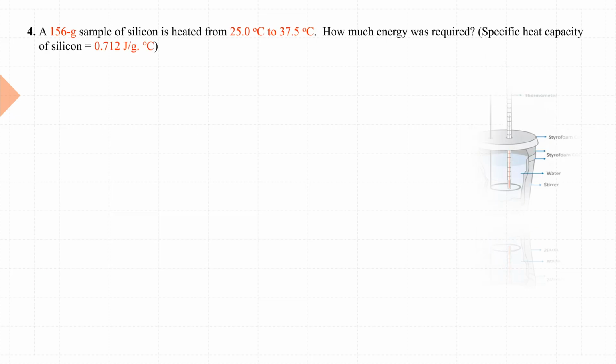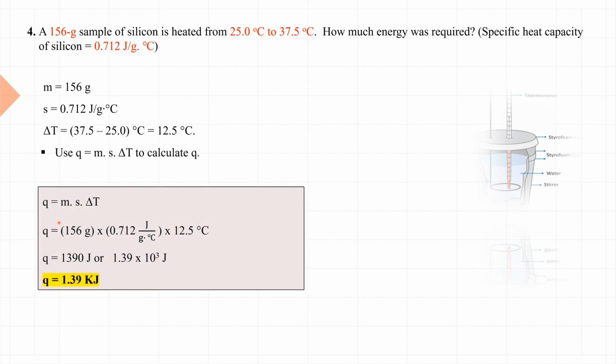Question number 4. The substance is not water. It is silicon. A 156 gram sample of silicon is heated from 25 degrees Celsius to 37.5 degrees Celsius. How much energy was required? The specific heat of silicon is given as 0.712 joules per gram per degree Celsius. The same as the previous 3 questions, the only difference is the substance has changed here.